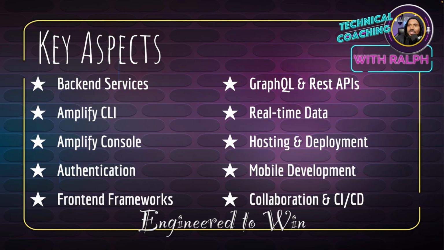So what are some of the key aspects of AWS Amplify? So there's backend services. There is the Amplify CLI. CLI stands for Command Line Interface. There's the Amplify console that you use in the web browser. We were using it the other day on a live stream where we're attempting to deploy an application. There is authentication, there's front-end frameworks, there's GraphQL and REST APIs. You can see real-time data. There's hosting and deployment, mobile development, and collaboration with CI and CD, continuous integration and continuous deployment.